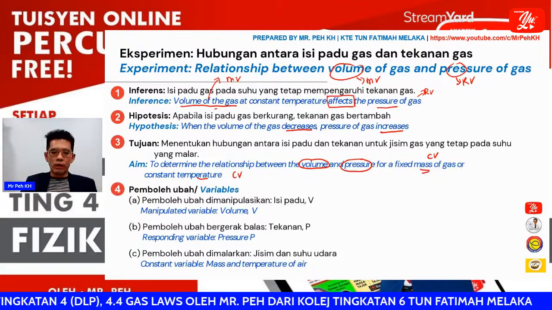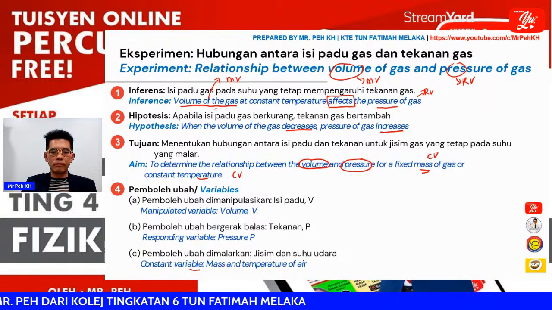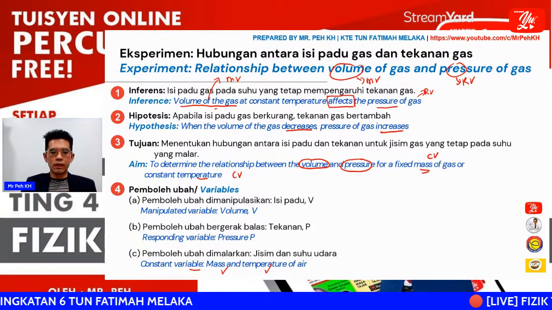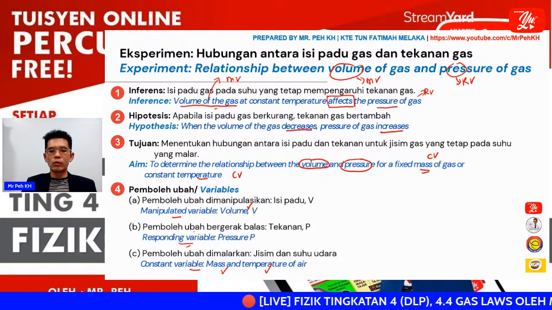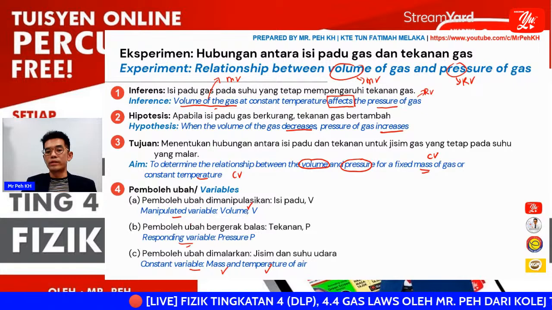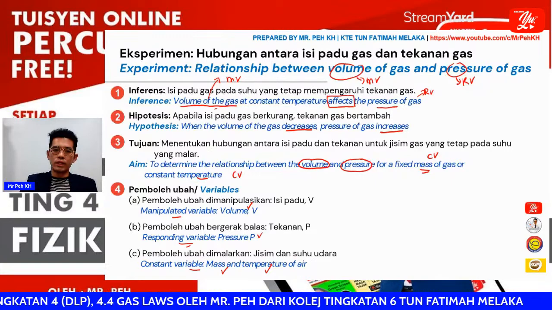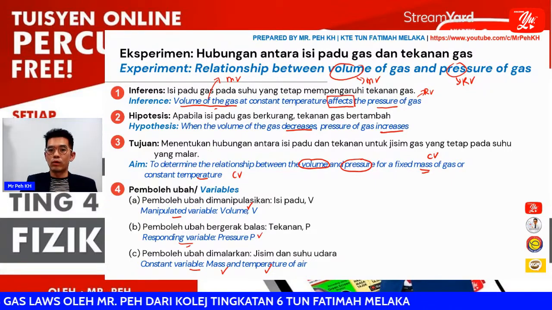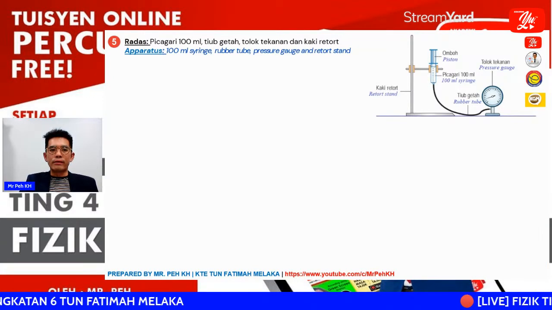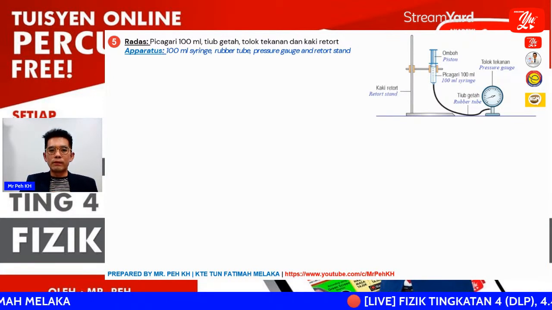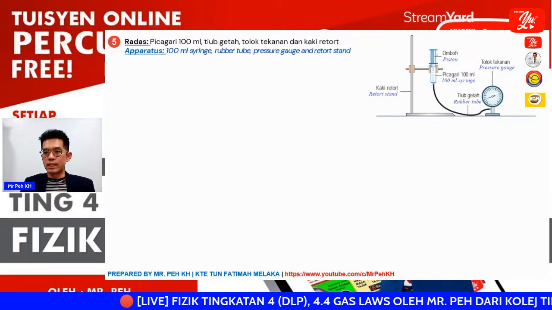Okay, so we are very clear that the constant variable here, C, will be referring to mass and temperature. Then the MV will be referring to the volume, and the responding variable, the quantity in physics we are going to measure, will be the pressure here. Okay, this I just took from the textbook. You can just refer to the textbook. And then here will be the apparatus involved: 100 ml syringe, rubber tube, pressure gauge, and retort stand. So you can just see the figure.